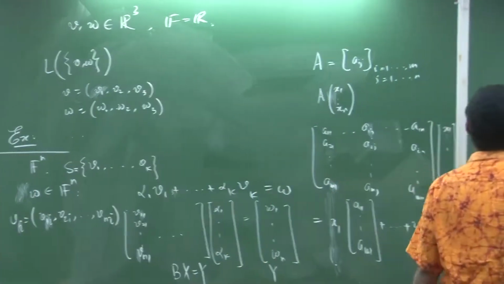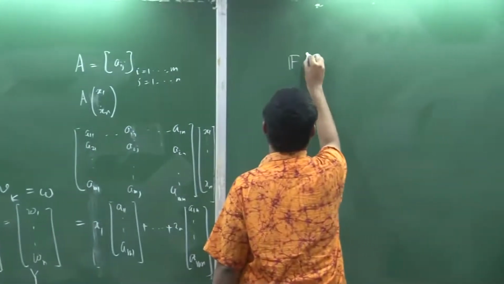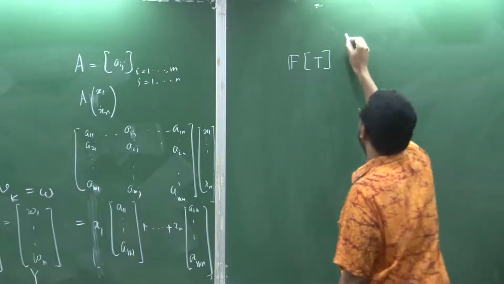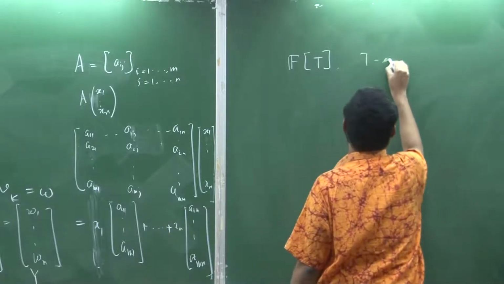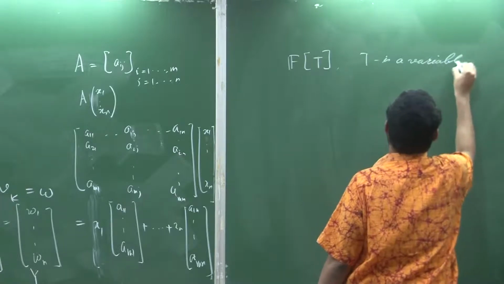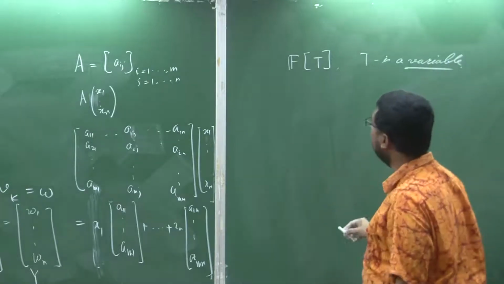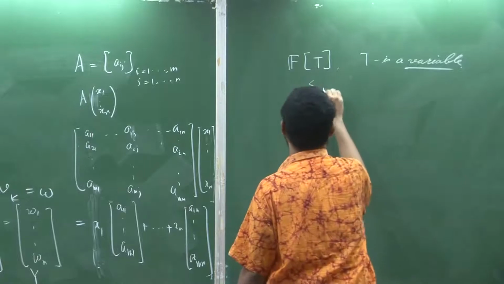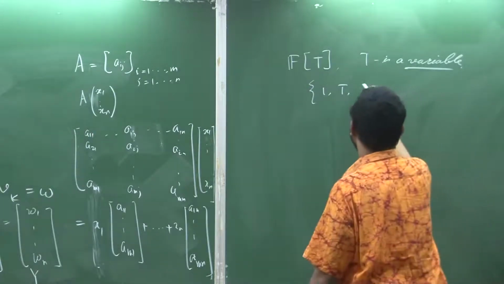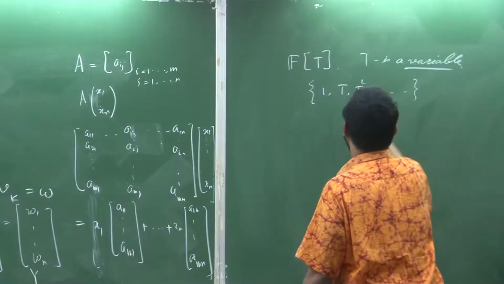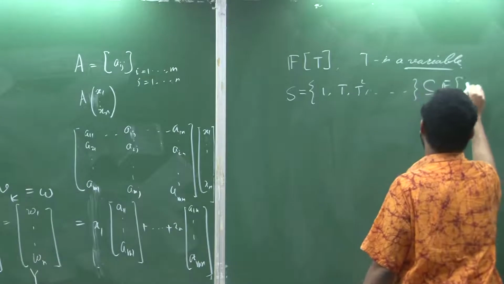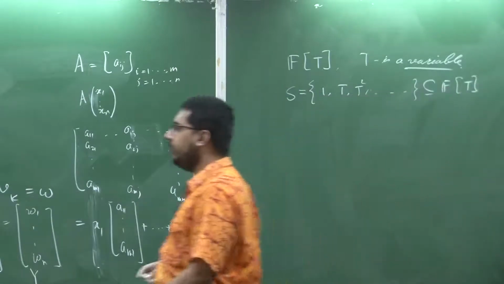So, let us remember that F[t] is the set of polynomials, if t is a variable. Then consider the subset S = {1, t, t squared, ...} of F[t]. So, this is an infinite set.